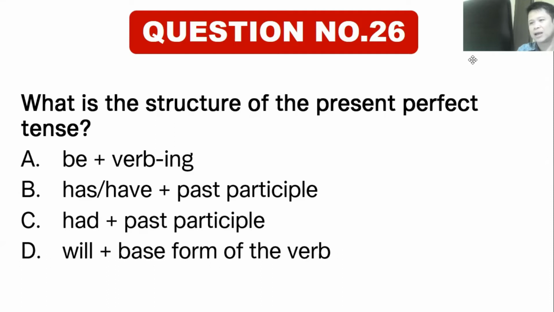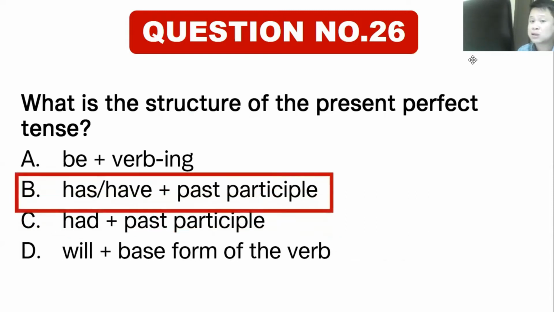I will do something. Again, what is the structure of the present perfect tense? A, be plus verb-ing. I am doing something. B, has or have plus the past participle. I have done something. Letter C, had plus past participle. I had done something. Or letter D, will plus base form of the verb. I will do something. The correct answer is has or have plus the past participle. I have done something. She has done something. That is the structure of the present perfect tense.